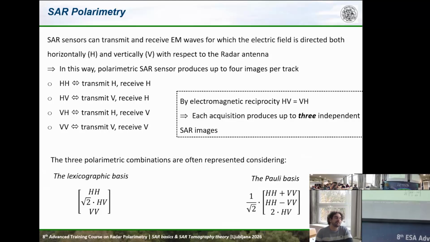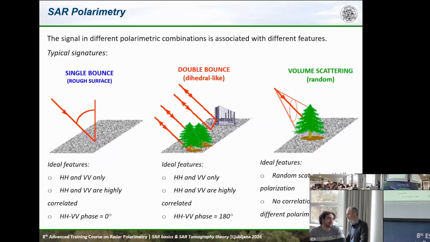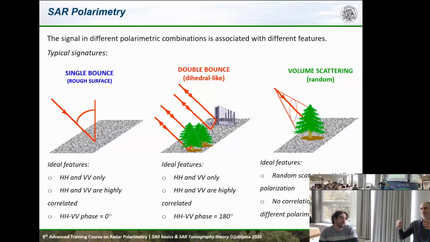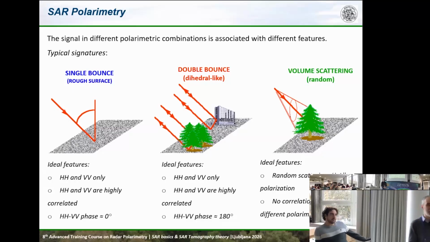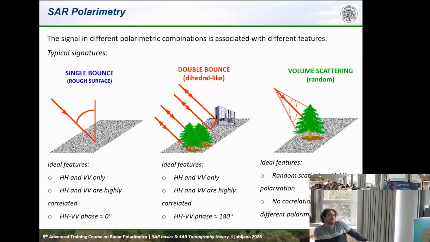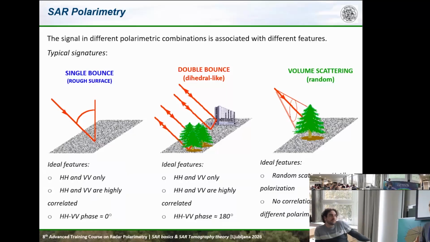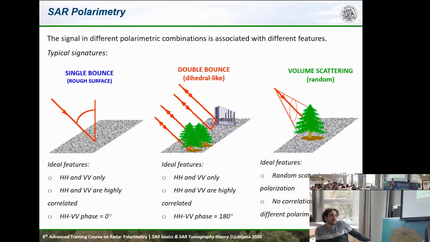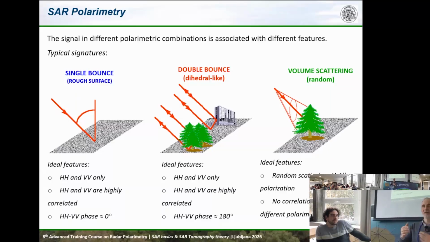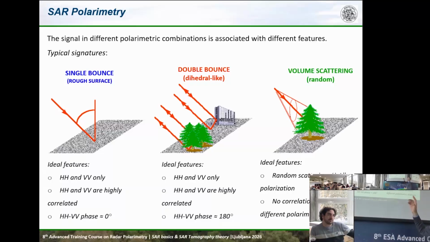And so you color code this in your picture. Now, just to make it very easy, you will see polarimetry in detail in the next days. But why are people so crazy about using those different combinations? Well, because different ways of the wave to interact with the target result in different combinations of polarization.